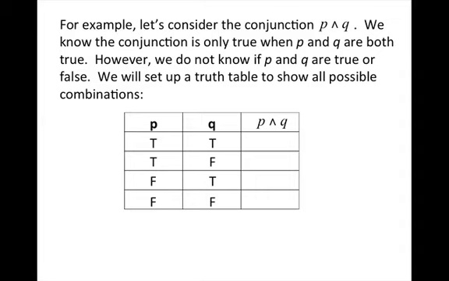Well, as I mentioned before, the conjunction is only true when P and Q are both true. So P and Q is only true in that first line. It's false everywhere else. Anytime you're completing a truth value for P and Q, it's only true when they're both true, and it's false everywhere else.